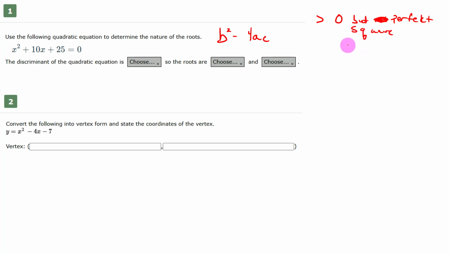If it's greater than 0, the discriminant is positive, so the roots are real and unequal. If it's greater than 0, I don't remember if this one comes up on here, this may not be a thing, but not a perfect square.